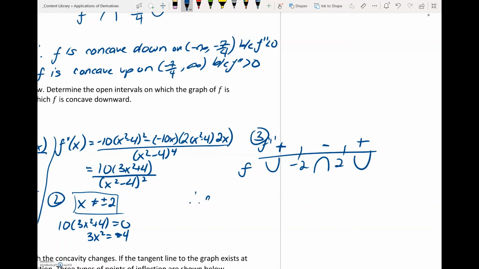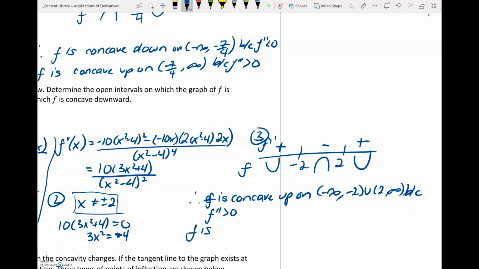So to summarize this, f is concave up on negative infinity to negative 2 and 2 to infinity, and that's because f double prime is positive here, and then f is concave down on negative 2 to 2, and that's because f double prime is smaller than 0. And that's it for that question.